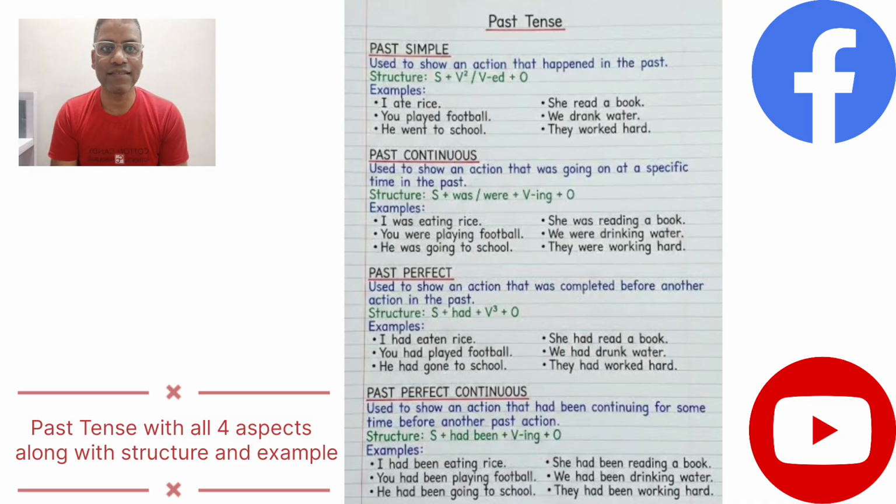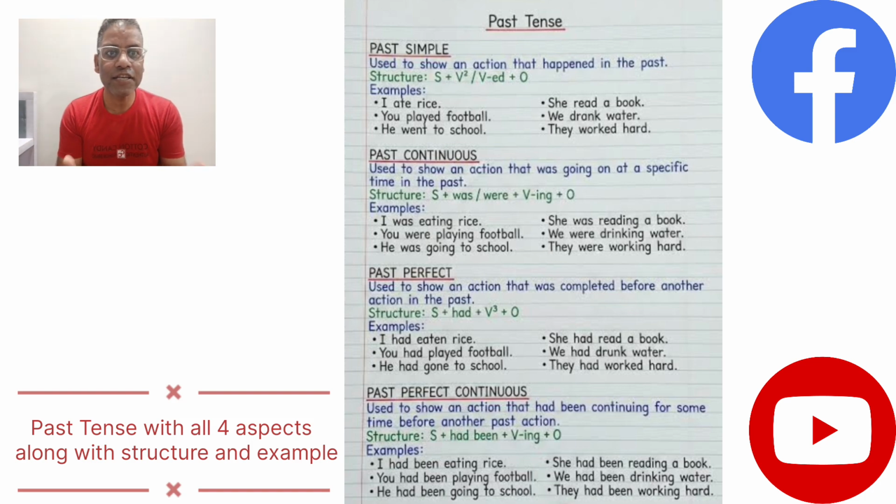Okay, likewise. So then for the past perfect continuous, we have the structure, that is subject plus had been plus verb plus ing plus object. Let's go for the example. The structure, that means we should have the subject, we should have had been as an auxiliary verb, then we should have the ing form of the verb, and along with the object.